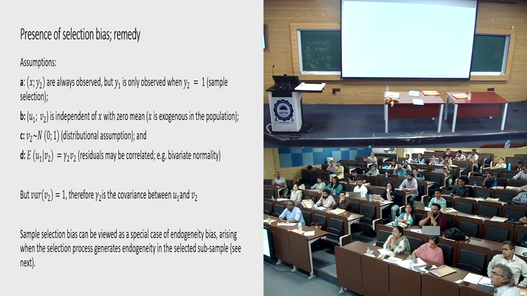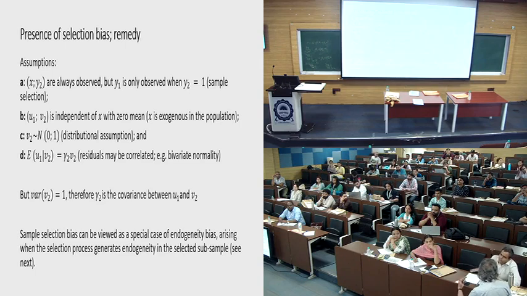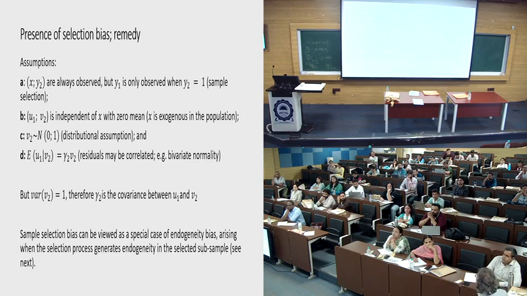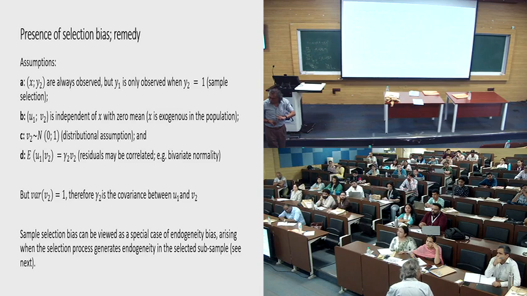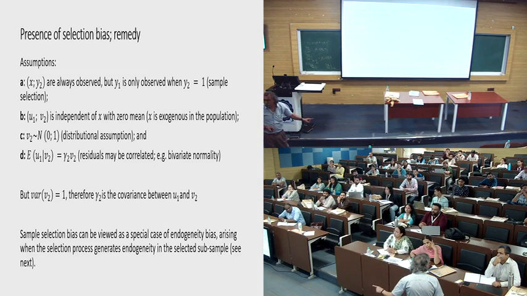What are the assumptions? X and Y2 are always observed, right? What is Y2? Y2 is whether you have participated in the labor market. A binary indicator, it takes the value of 1 if you participated, 0 if not. So for everybody I observe Y2, and for everybody I observe X. But I observe Y1 only for those who have participated in the labor market. The number of hours worked is only observed for those who participated. That means I observe Y1 only when Y2 takes the value of 1. Think of that as a success of participating in the labor market.